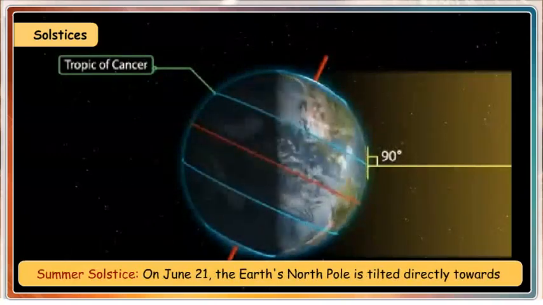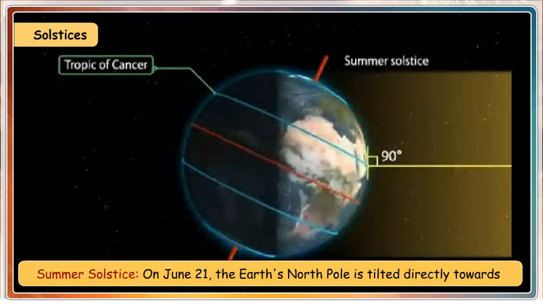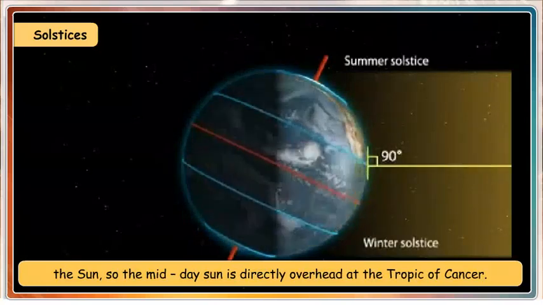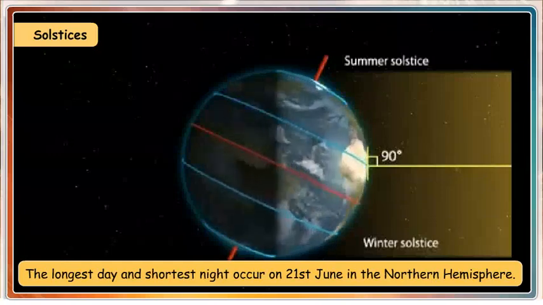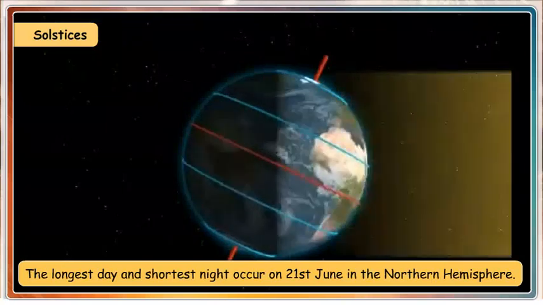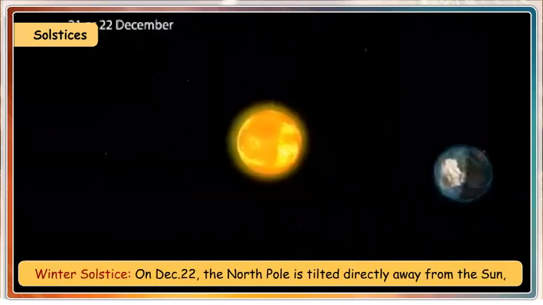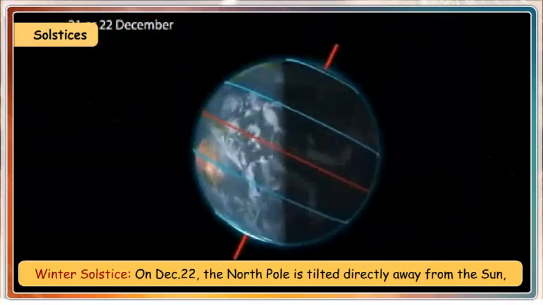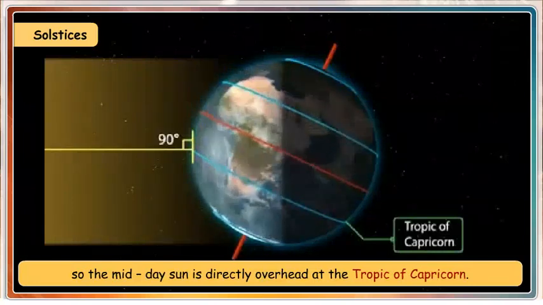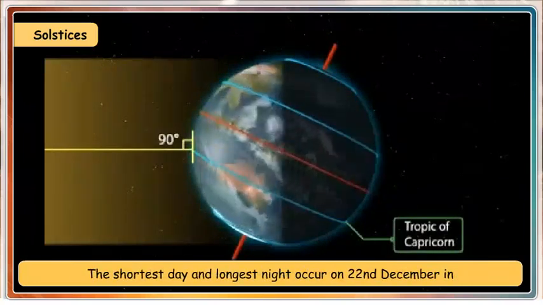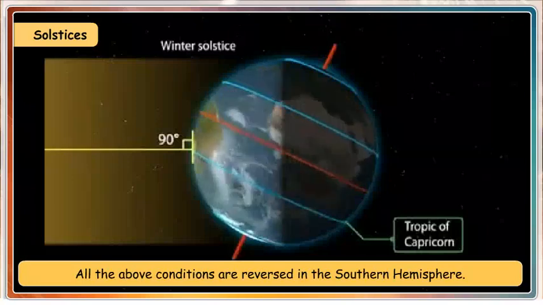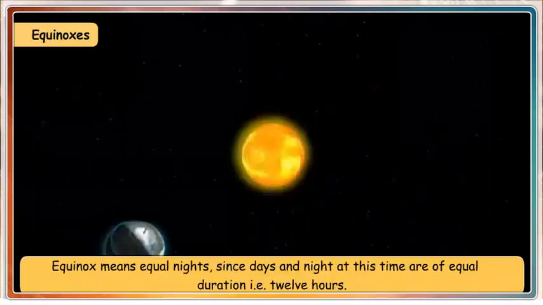Summer solstice. On June 21st, the Earth's North Pole is tilted directly towards the Sun. So, the midday sun is directly overhead at the Tropic of Cancer. The longest day and shortest night occur on 21st June in the Northern Hemisphere. Winter solstice. On December 22nd, the North Pole is tilted directly away from the Sun, so the midday sun is directly overhead at the Tropic of Capricorn. The shortest day and longest night occur on 22nd December in the Northern Hemisphere. All the above conditions are reversed in the Southern Hemisphere.